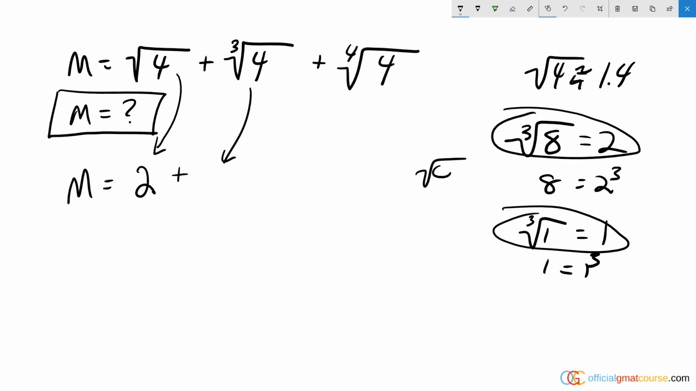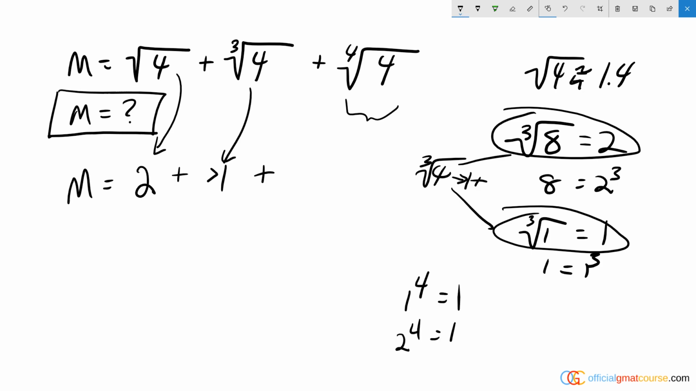So the cube root of 4 is going to be somewhere between the cube root of 1 and the cube root of 8, meaning it's greater than 1. So let's just call it like greater than 1 or 1 plus. Okay, and the fourth root of 4 is the same idea, because if I had 1 to the fourth, that's equal to 1. If I had 2 to the fourth, that's equal to 16. And so the fourth root of 16 is 2. And the fourth root of 1 is 1, which means the fourth root of 4 is going to be somewhere in between those. So again, it's something slightly greater than 1.